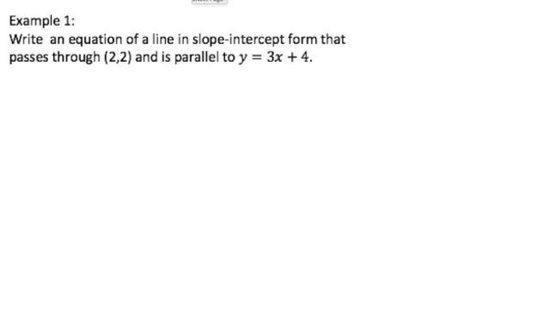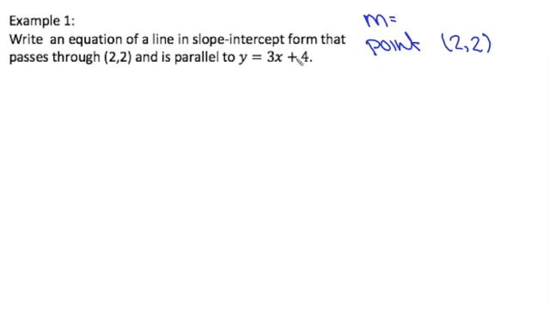So let's try an example. Write an equation of a line in slope-intercept form that passes through (2, 2) and is parallel to this one. Well, remember from Friday, what are the 2 things that I need to know to write an equation of a line? I have to know a slope, and I have to know a point. Well, I've got the point, it straight up tells me it's (2, 2).